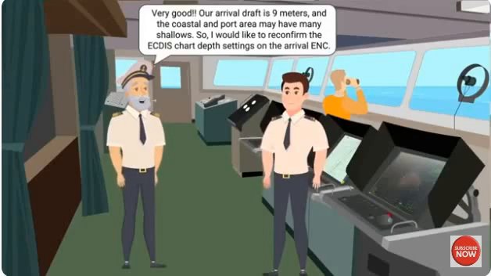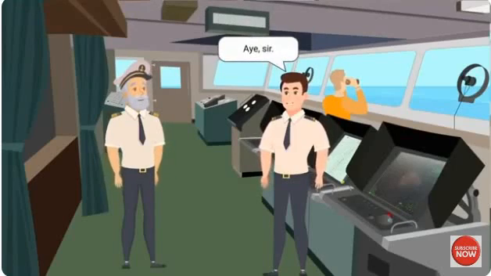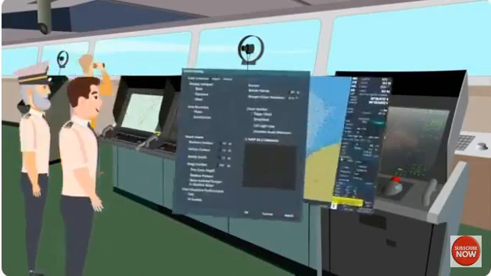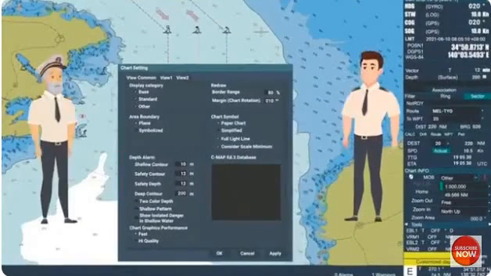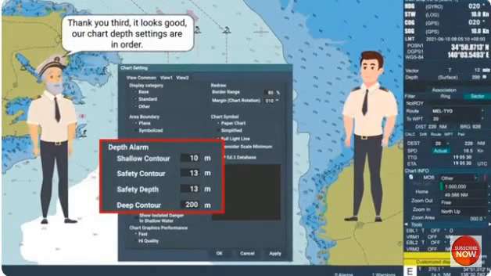Our arrival draft is 9 meters, and the coastal and port area may have many shallows, so I would like to reconfirm the ECDIS chart depth settings on the arrival ENC. Aye, sir. Here you go, sir. Thank you, third. It looks good. Our chart depth settings are in order.